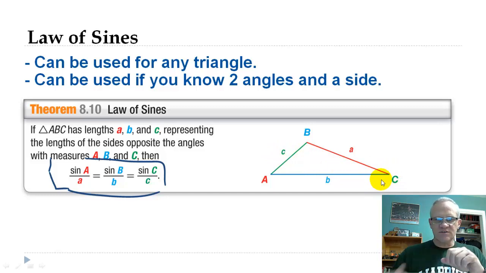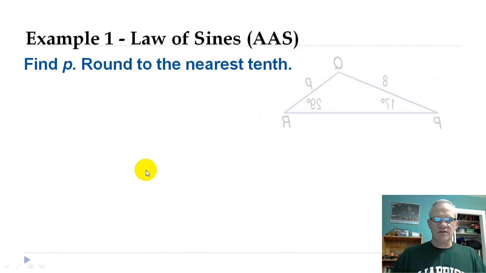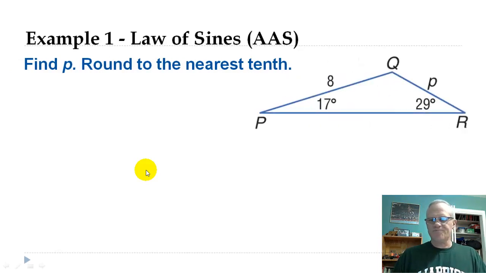So in this situation, any time we take the sine of the angle over the length of the opposite side, it will be equal to all the other ones. When we use this, we're usually only going to use 2 out of the 3. So if you know A and B, make those equal to each other. If you know B and C, make those equal to each other. If you just know A and C, you can also make those equal to each other, and then we'll solve it. Okay, so let's look at a few examples. I think you'll find it to be pretty straightforward.